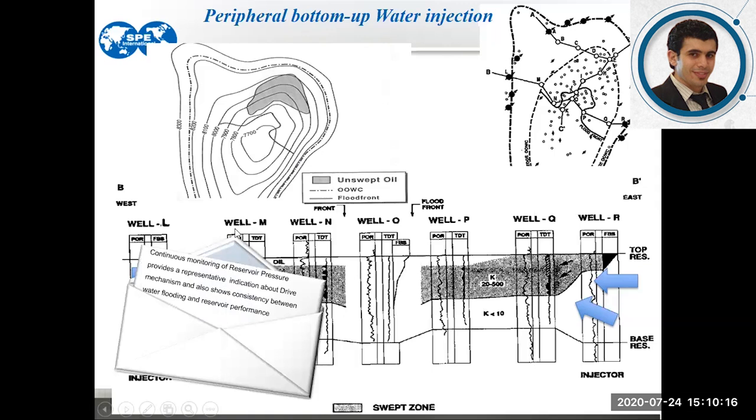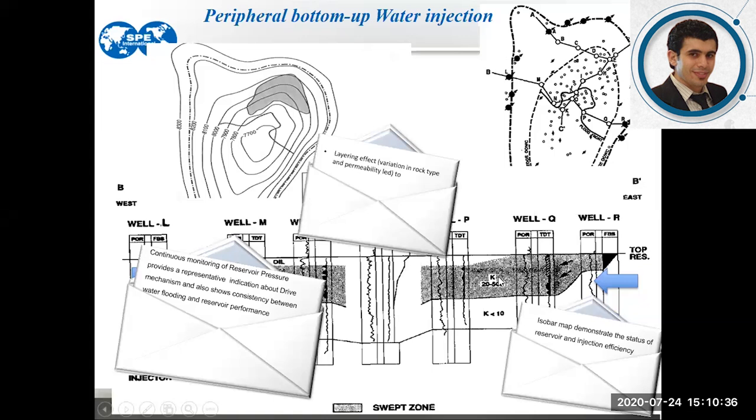So one of the things that we would understand from that case is that continuous monitoring of the reservoir pressure provides a representative indication about the driving mechanism and also shows consistency between water flooding and the reservoir performance. Also, you may understand that layering effect and variation in rock type and permeability can lead to inadequate sweep or bypassed oil, or unswept oil, as we saw in that part.